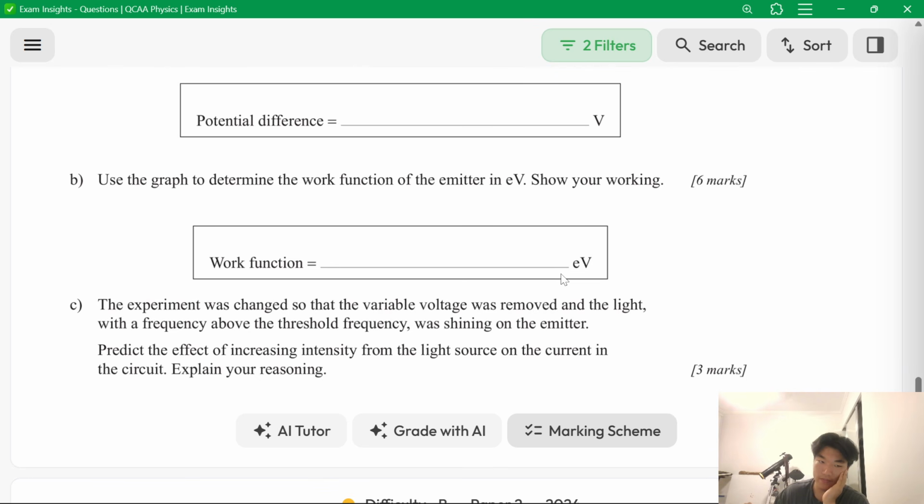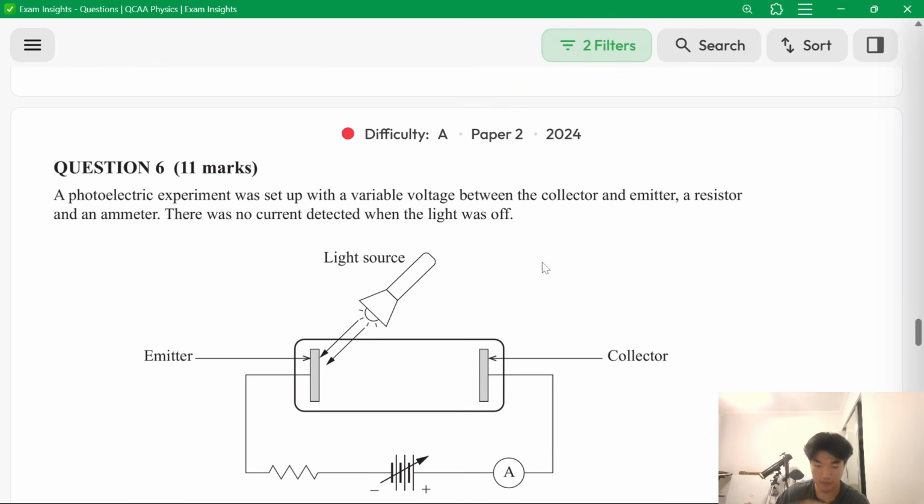Well, the light has a frequency above the threshold frequency. It's not variable, which means each photon is going to be capable of ionizing each electron and ejecting photoelectrons from the metal, right? So we're going to have current in the circuit. There's going to be current flowing between the emitter and collector. The electrons are going to eject as photoelectrons, and then they're going to pass through the collector and go through the circuit.